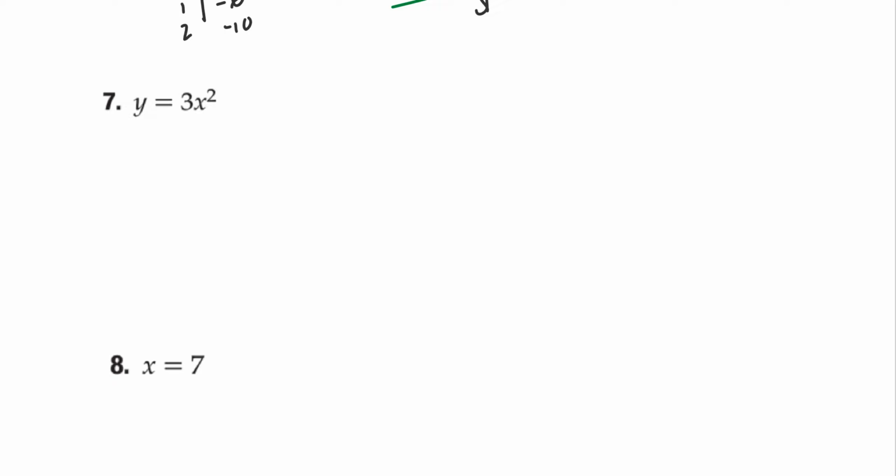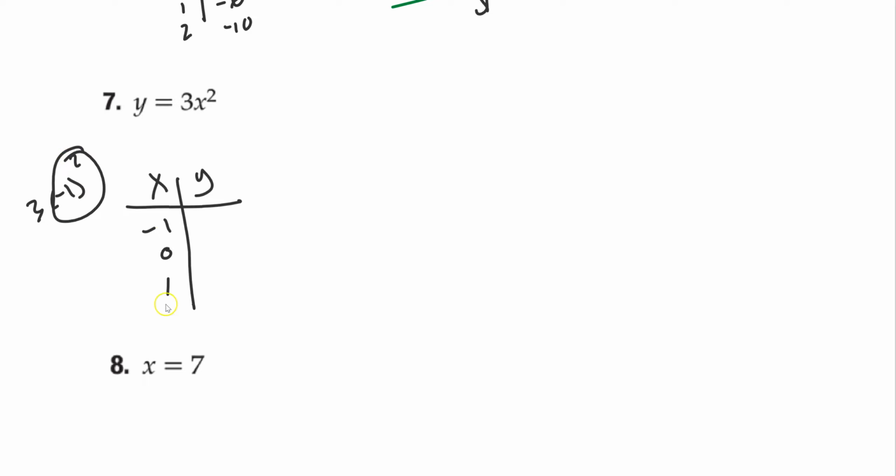Y equals 3x squared. Again, we haven't learned how to graph this yet, but the default always, I'm going to say this all year, default always is make a chart. So I'll plug in like -1, 0, 1, because I'm lazy. Plug in -1, you square the negative first, I get 1, 1 times 3 is 3. Plug in 0, I get 0. Plug in 1, I get 3. Let's go all the way to 2. Again, do the exponent first. Remember, exponents go first. So 4 times 3 is 12.